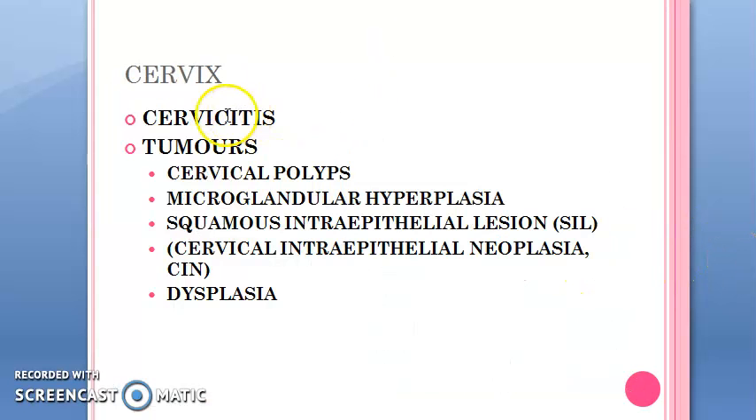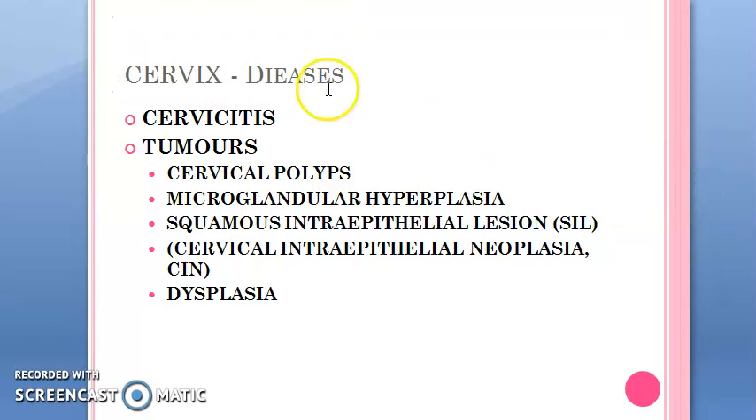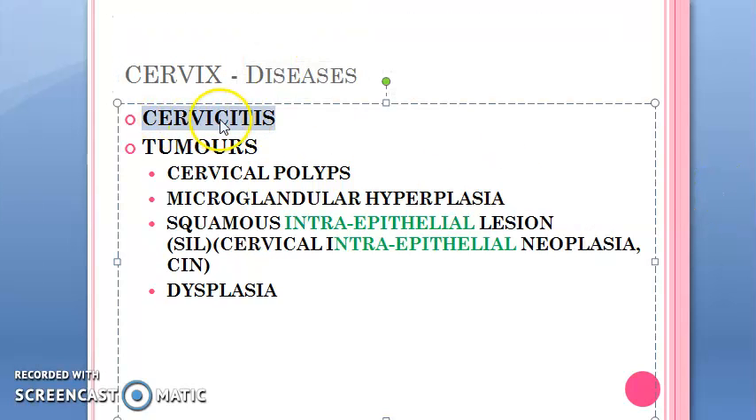So let's move on to the diseases or pathologies of cervix. So you have cervicitis, that is inflammation. In tumors you have polyps, cervical polyps, then hyperplasia as usual. Then you have intraepithelial lesion, that is SIL, squamous intraepithelial lesion. It is also called as cervical intraepithelial neoplasia, CIN. This is important for the exam, so we will be looking at this.